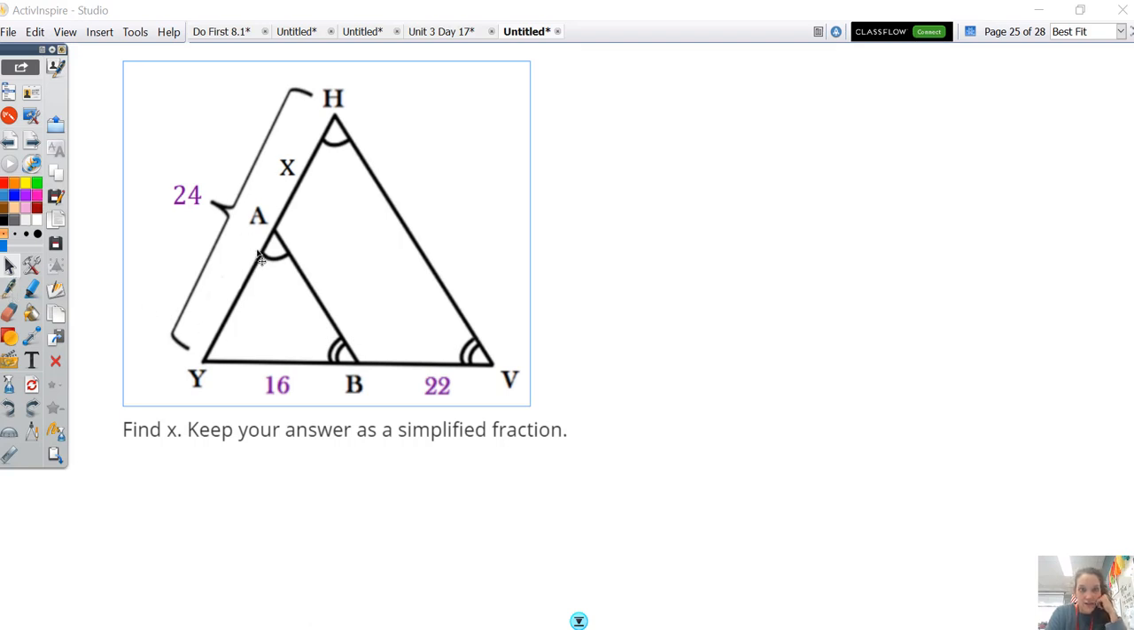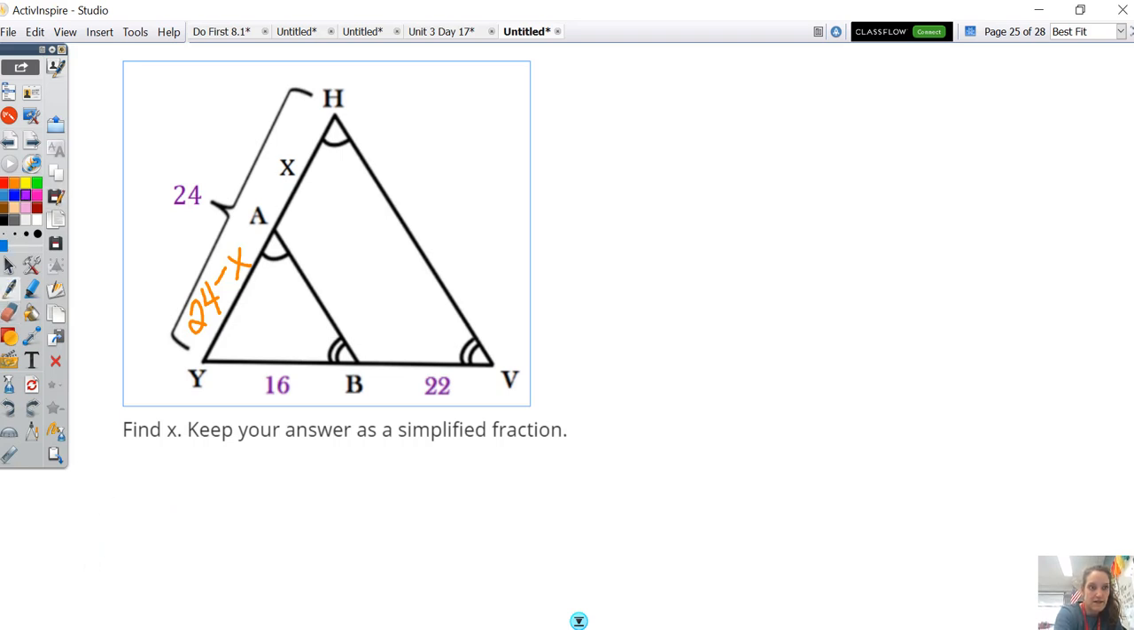Okay, these two triangles are similar to each other by angle. So if you think of this whole side as 24 and this nugget AH is X, then this small side of the little triangle AY is going to be 24 minus X. If this whole thing's 24 and this was 10, this part would be 14, which is 24 minus 10. That's where that comes from. If you know part, you can subtract the part from the whole.